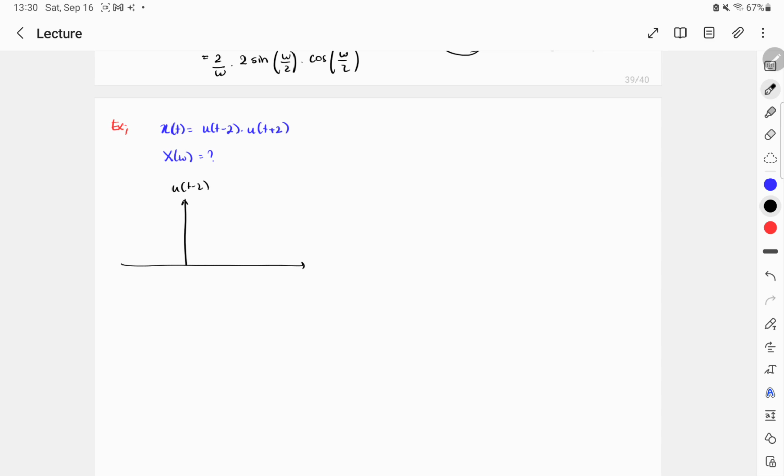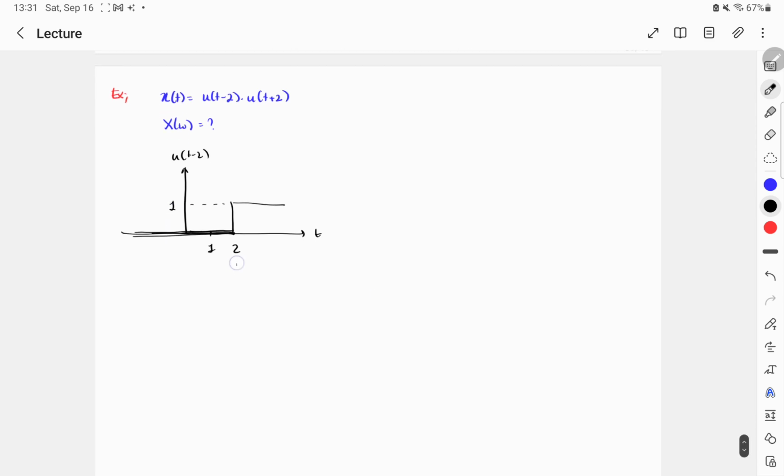u(t minus 2) will be a graph like this. We have 1, we have 2, here we have 0, and then it gets to value 1 when it reaches 2. And we have the other function, which is something similar, but like this.